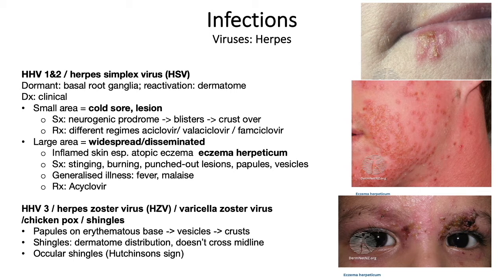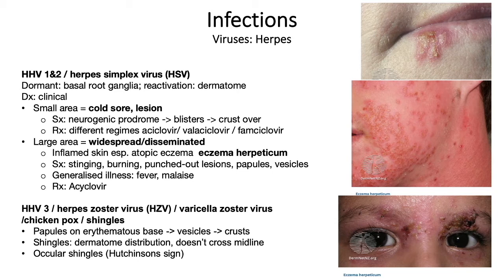Diagnosis is normally clinical, and how far it extends determines both diagnosis and treatment. So if it's a small area, it tends to be called a lesion or a cold sore. And these cold sores tend to have neurogenic prodromes that are described as tingling. These then form blisters, which crust over and ultimately heal. There are different treatments, and this depends on whether the lesion is oral or genital, whether it's a first episode or recurrent episode, and how many episodes the patient has annually. But for example, topical acyclovir can be applied at the prodromal stage.